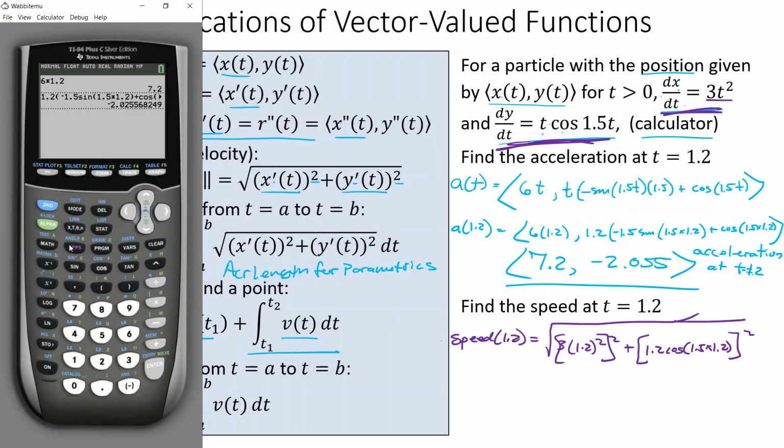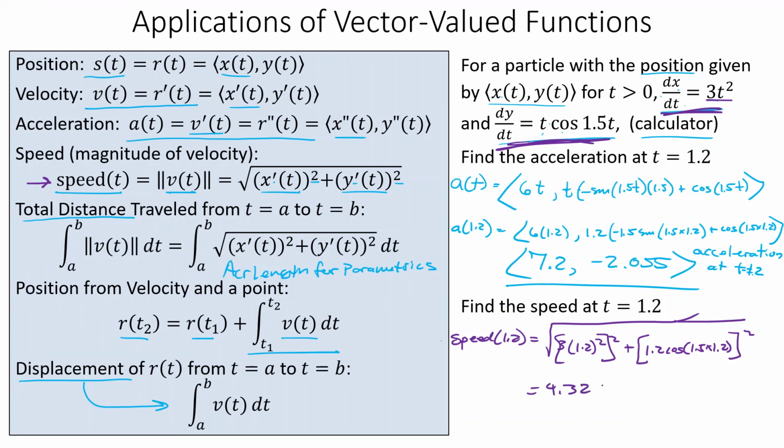So again, it's just some calculator work from here. Square root, and we've got some parentheses, 3 parentheses 1.2, close that, squared, and then this whole thing is going to be squared. Plus parentheses 1.2 times cosine of 1.5 times 1.2, close that, squared, and that's the end of the square root. And we get our answer. Our speed is 4.328. If they gave us some sort of units, we would include the units. So this is the speed at t equals 1.2. I'm assuming that'd be seconds, but they didn't give us any units.